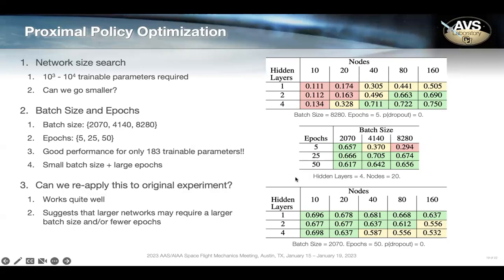What's important here actually is that we were able to train very small networks, right? So 1 hidden layer and 10 nodes. That's 183 trainable parameters to achieve almost 0.7 average reward. So for onboard execution, that's excellent.